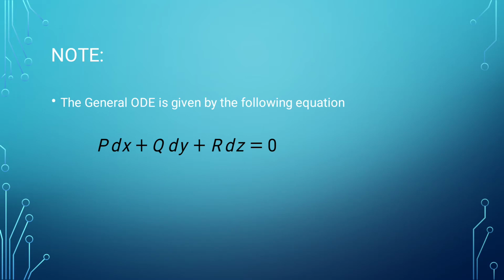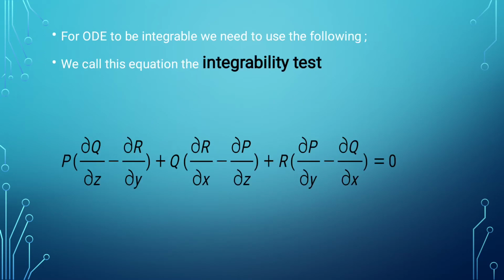The general ODE is given by the following equation: P dx plus Q dy plus R dz equal to 0. So that's the general format or form of a general ordinary differential equation.